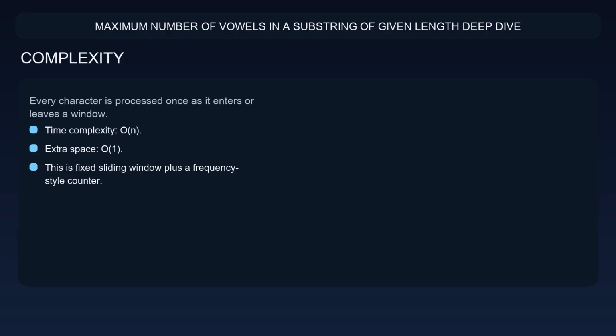This stays linear time and constant space, and it is one of the nicest examples of fixed-size sliding window counting. Every character is processed once as it enters or leaves a window. So in practice, time complexity O(n), extra space O(1), and this is fixed sliding window plus a frequency style counter.